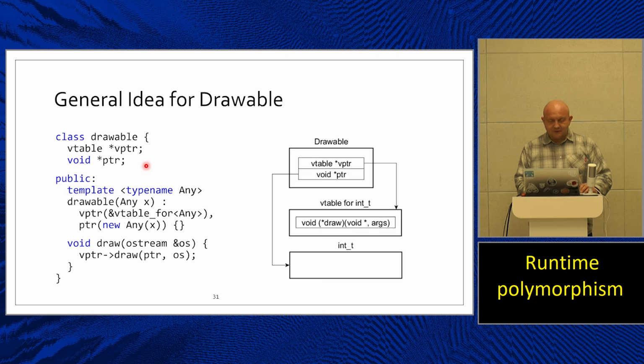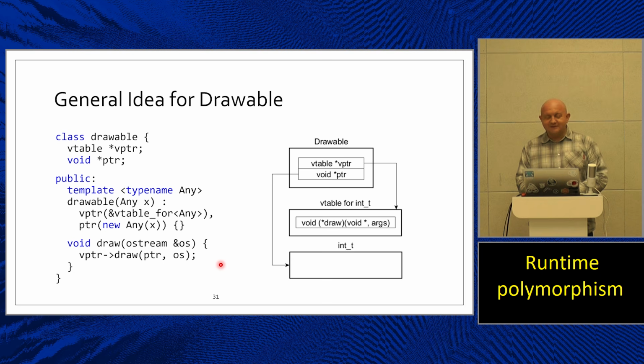the stored object. The constructor is templated. When we construct drawable from some any, we select a vtable for any on the heap, and the draw function simply calls the virtual table pointer's draw with the pointer. So we have recreated runtime polymorphism, but manually.